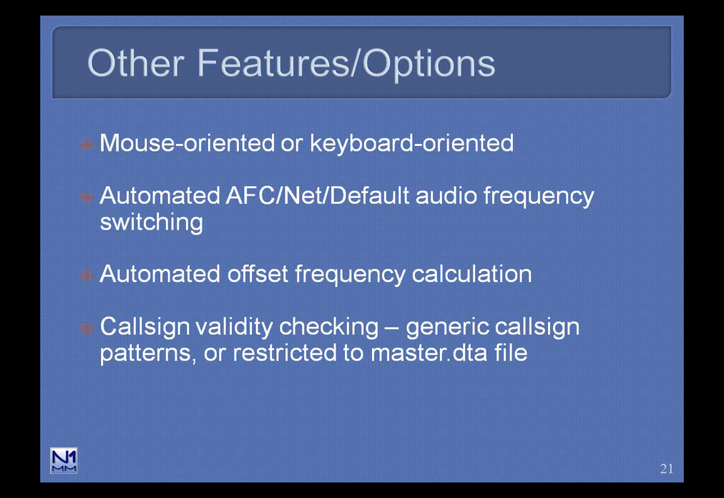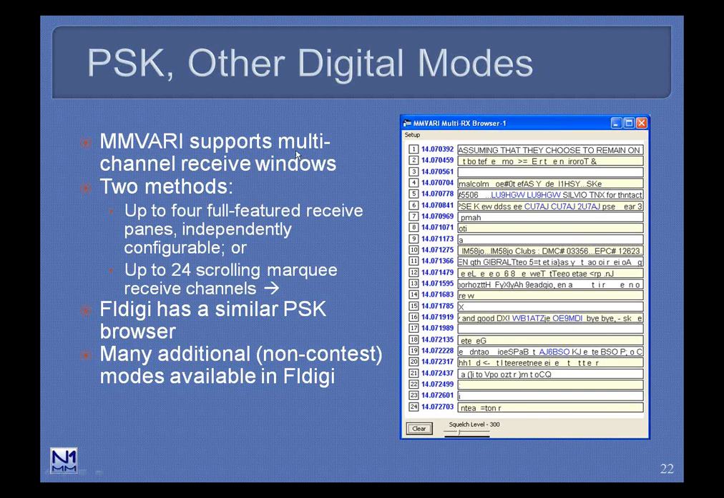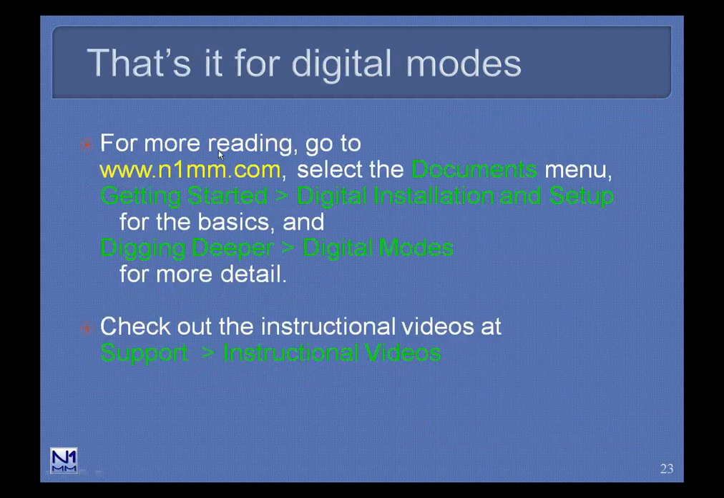What else? Okay, PSK. If you're used to doing PSK31 with other programs, you may be used to having one of these multi-channel browsers or broadband decoders. N1MM supports that as well. You can have two different methods of doing multi-channel receive windows in MMVARI, or you can use FLDigi. It has a browser like this. So this is the thing where you can watch everybody who's on the band within this 3 kilohertz wide swath of band, and you can click on any one of them to go to that one. I guess that's about it for the digital modes.